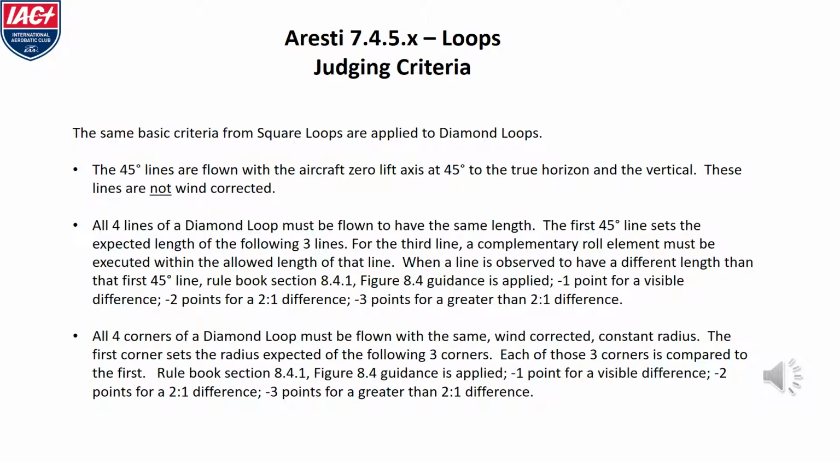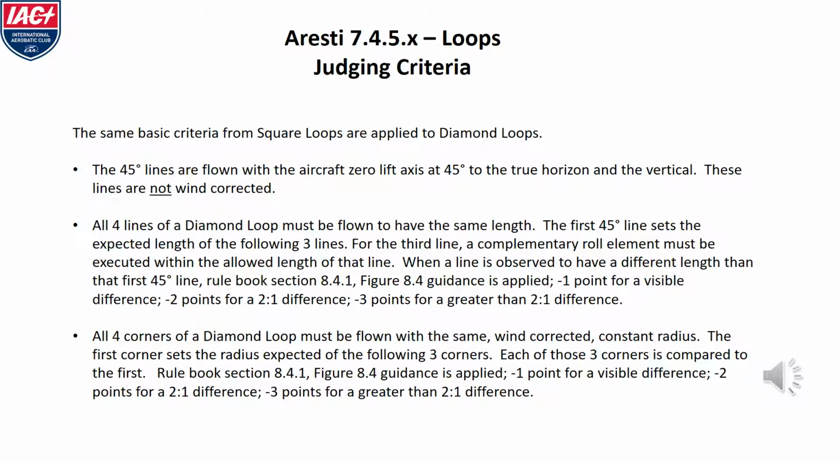We apply the same criteria to judging diamond loops as we have previously applied to square loops and other lines. The 45 lines are flown with the aircraft zero lift axis at 45 degrees and are not wind corrected. All 4 lines of a diamond loop must have the same length. If there is a complementary roll on the third line, that line still must be the same length as the first line. When line lengths are observed to be different lengths, we apply score downgrades.